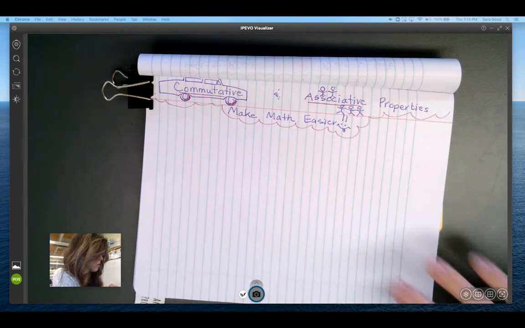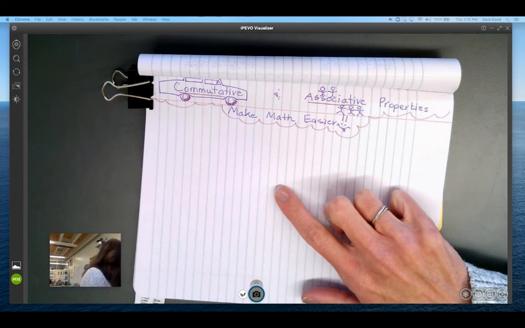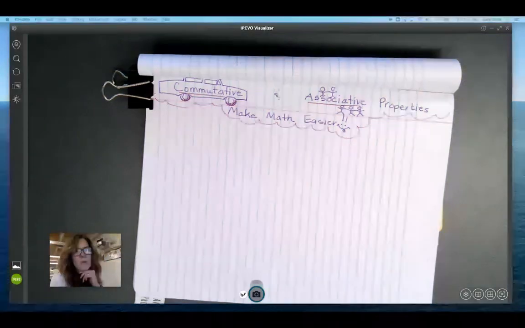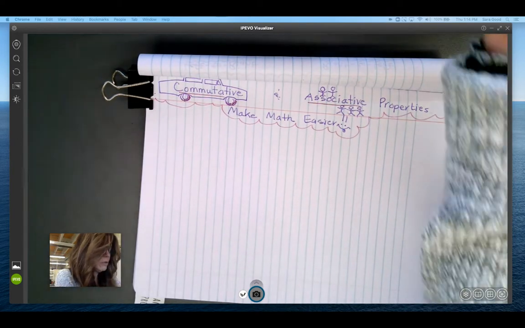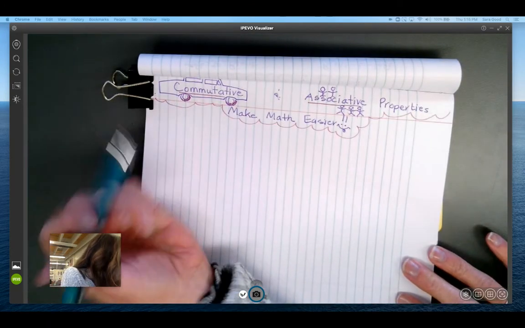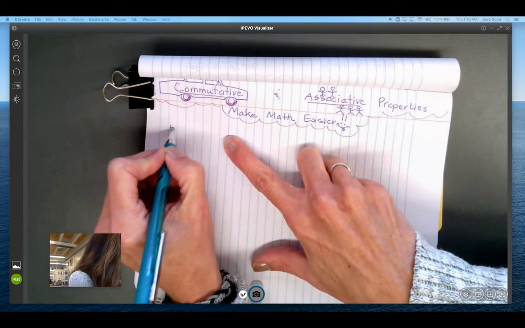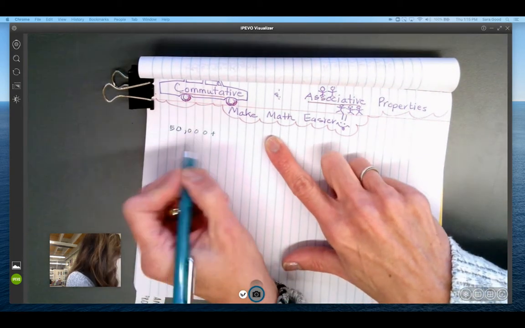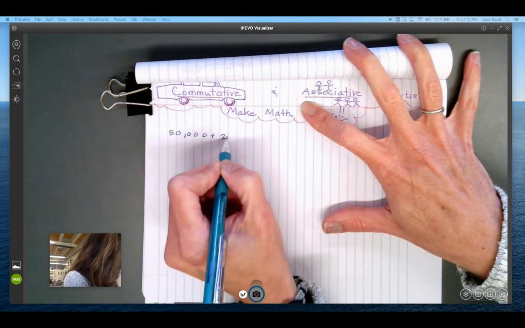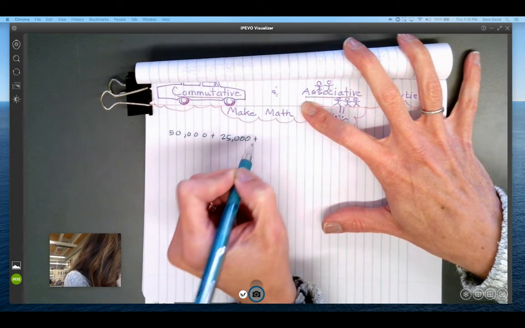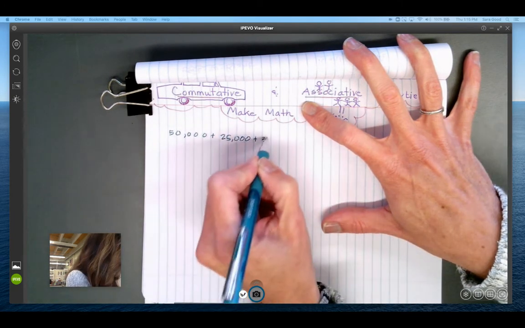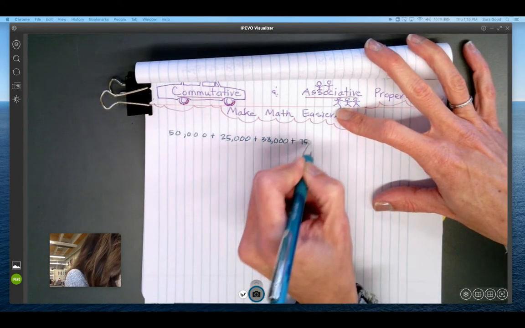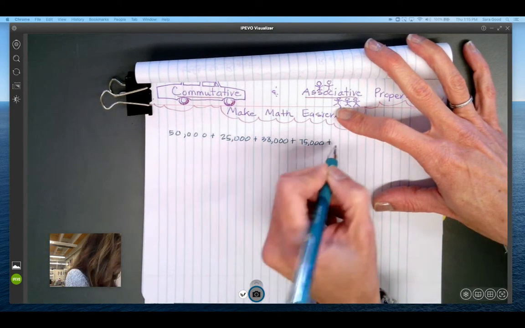All right, so first example, let's do something that's really familiar to you. What if I wrote 50,000 plus 25,000 plus 38,000 plus 75,000 plus 50,000?